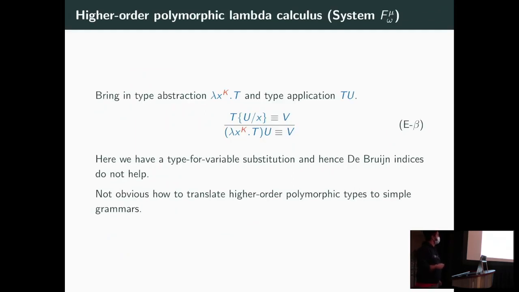So we want to move to a setting with the higher order polymorphic lambda calculus, which is system F omega, mu omega in this case, because we have recursive types. Now we have type level abstraction and type level applications. The De Bruijn indexes are not helpful here at all. So it's not obvious for us how to generate grammars from here.